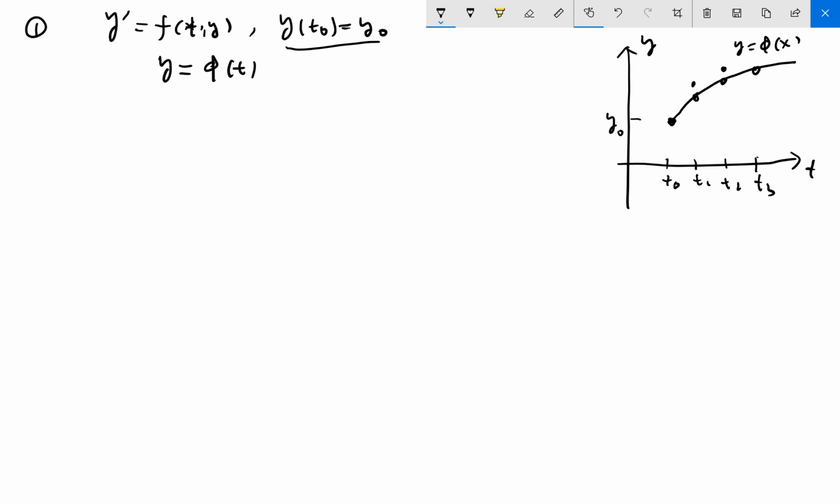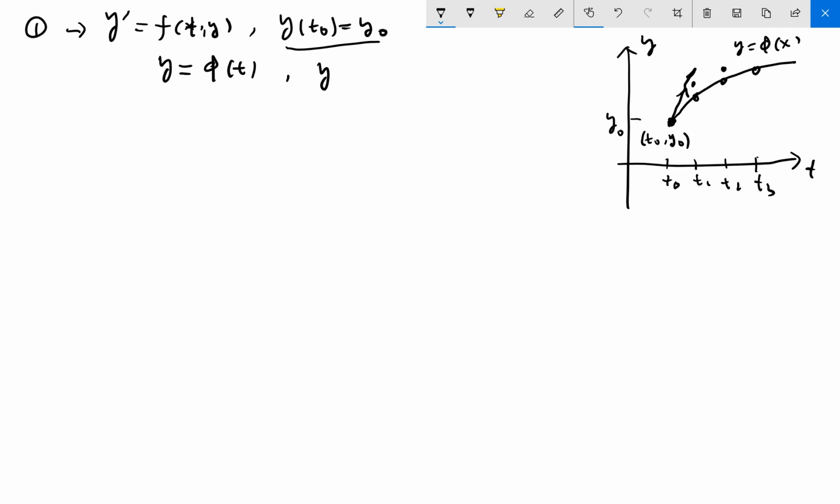Now, what do we know? First of all, we don't know this curve, but we do know a point on this curve. This point is t0, y0. It's our initial condition. And we also know the slope. What is that slope? Look at this equation.